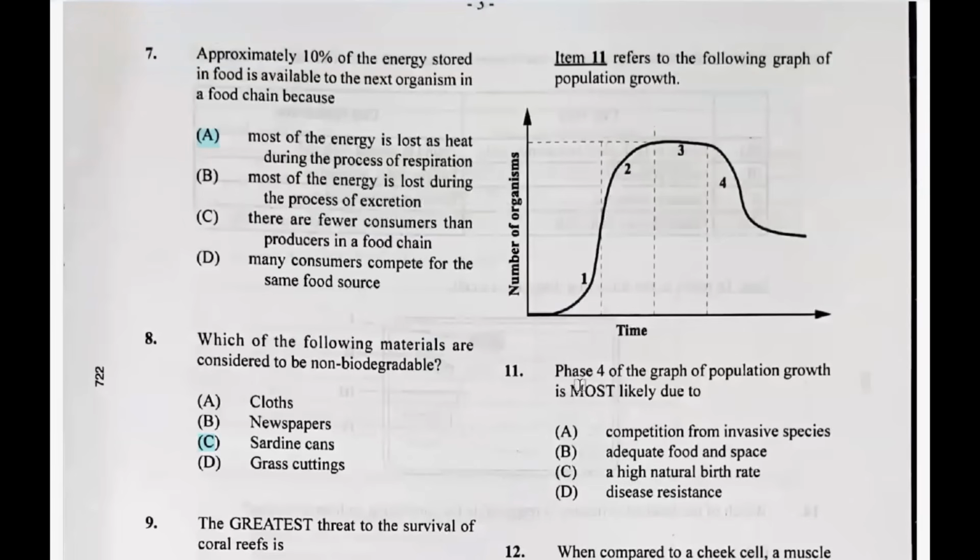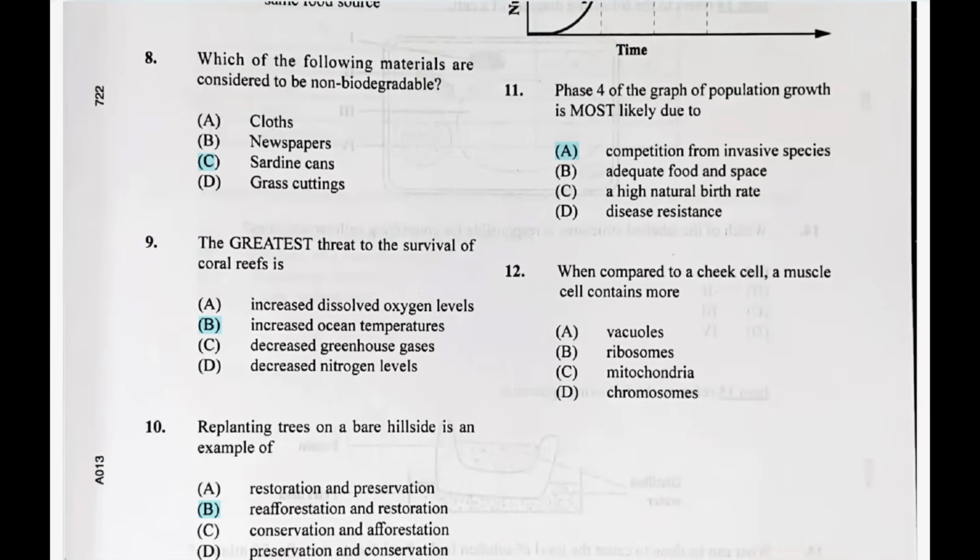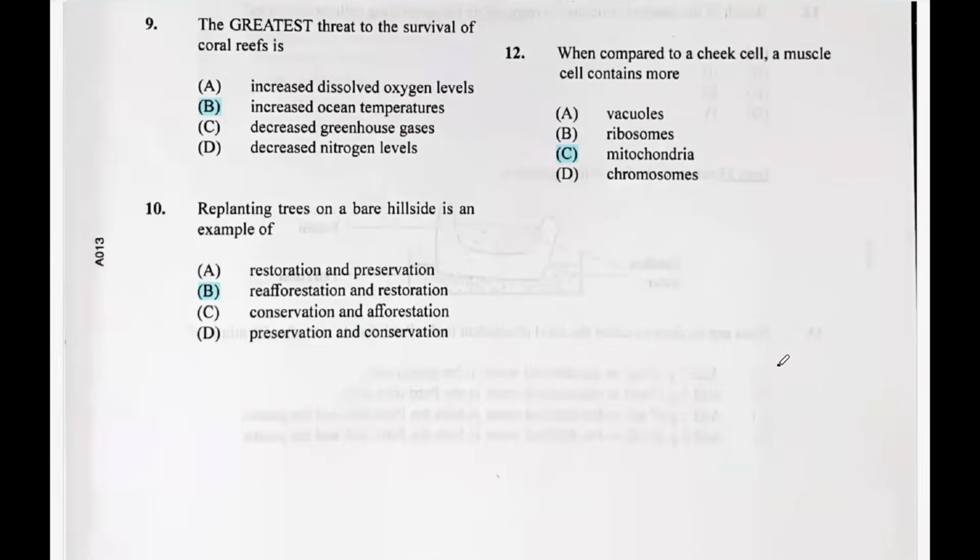11 refers to the following graph of population growth. Phase 4 of the graph of population growth is most likely due to, we see a dip here for phase 4, and that's due to competition from invasive species. Item 12, when compared to a cheek cell, a muscle cell contains more mitochondria. That's an easy one to get a mark from.